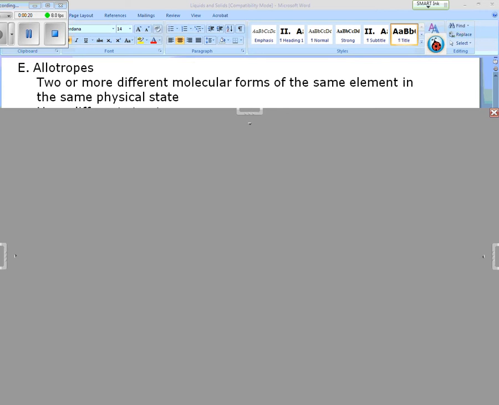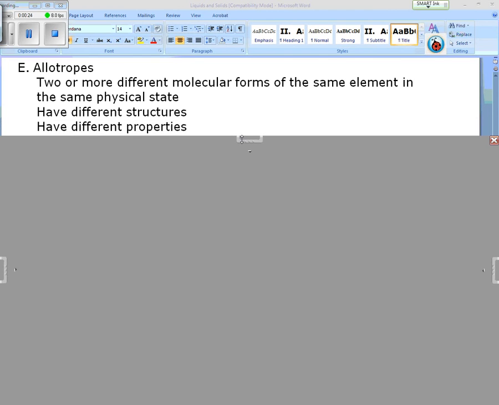So, same element, same state, but they have different structures, and because they have different structures, they have different properties. So, two sames, two differents. Same element, same state, different structure, different properties.